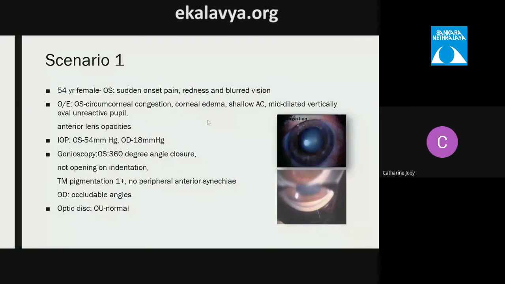On gonioscopy, left eye showed 360-degree angle closure, no opening or indentation. Trabecular meshwork pigmentation was 1+, with no peripheral anterior synechiae. Right eye showed occludable angles. Optic disc of both eyes were normal.